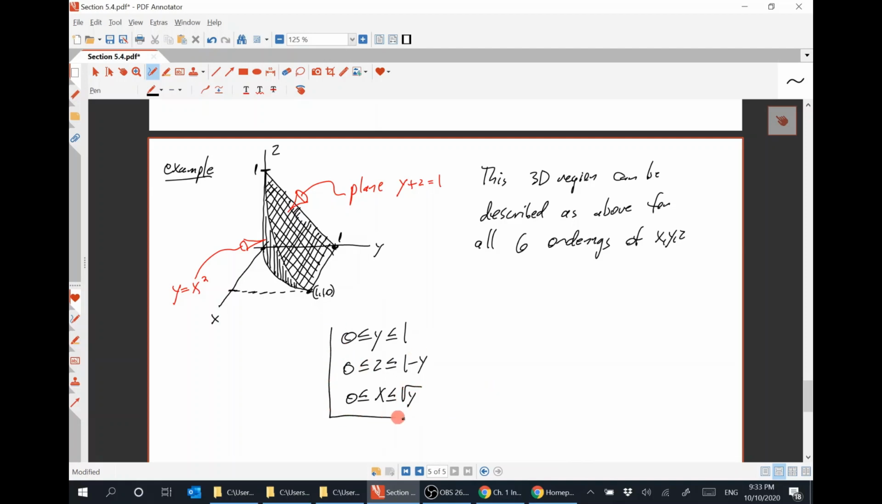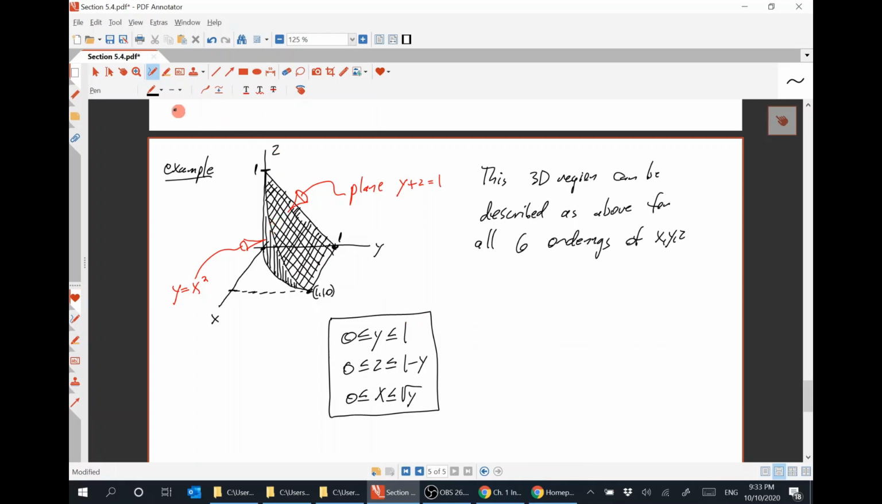Right, so we've got y bounded by constants, z bounded by functions of y, and x bounded by functions of y and z. I know the z doesn't appear there, but that's fine. It's bounded by functions of y and z, they just happen to not depend on z. So that's yzx. How about zyx? Very similar.